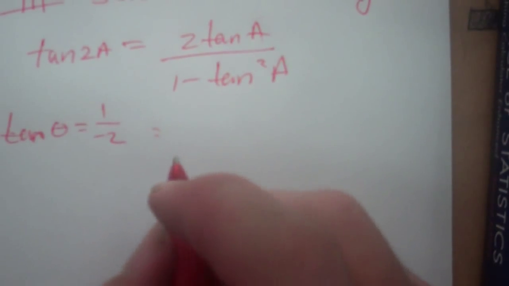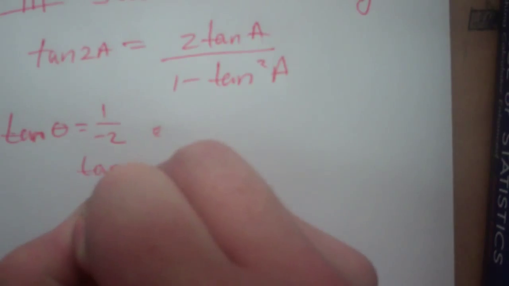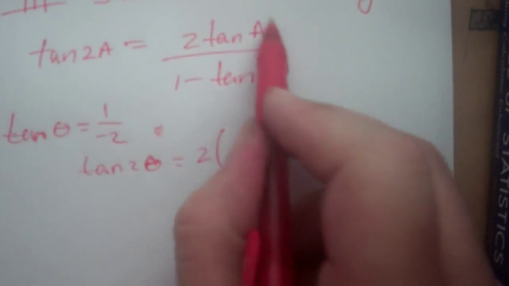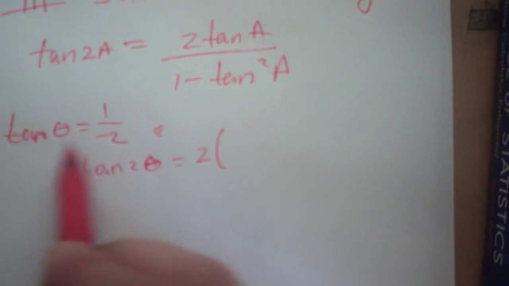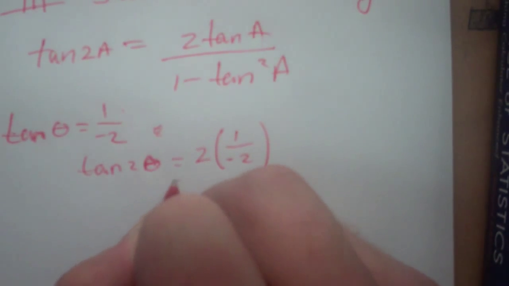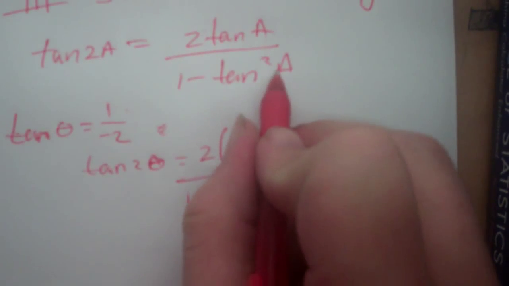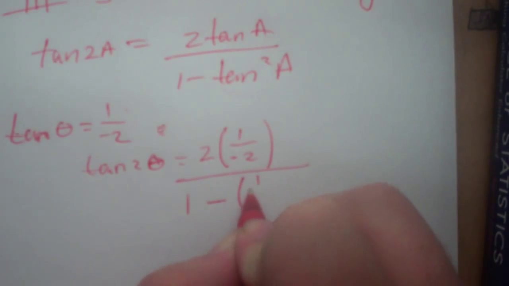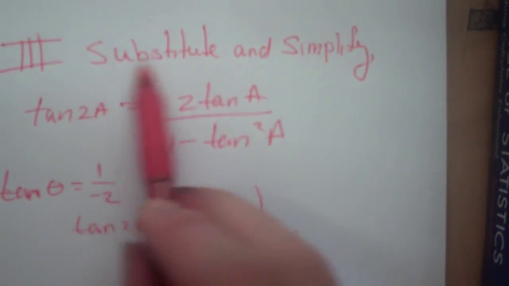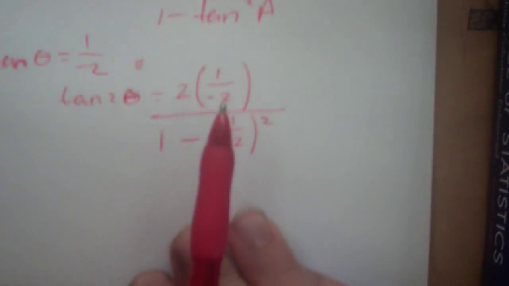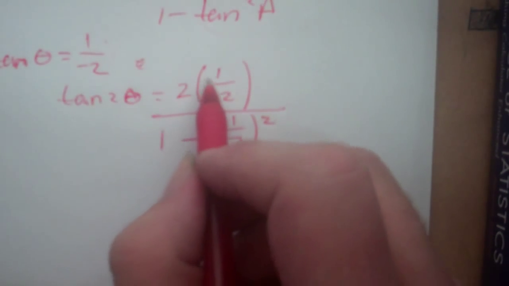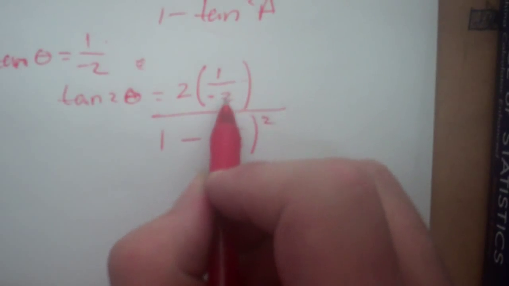So we get that the tangent of 2a, 2 theta, is equal to 2. Now instead of tangent of a here, I'm going to put what is this value that we just came up with? Well, that's a 1 over negative 2 over 1 minus that value squared, which is 1 over negative 2 squared. So we've done the substituting. Right here we've done the substituting, and now it's ready to do the simplifying. So we'll simplify what we have here. 2 times 1 over negative 2. That's 2 times 1, which is 2 over negative 2.